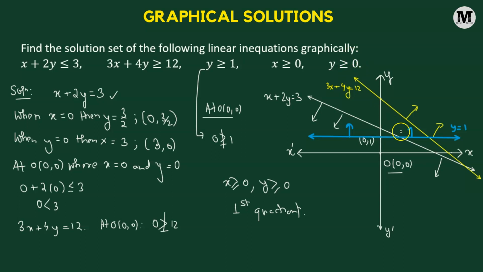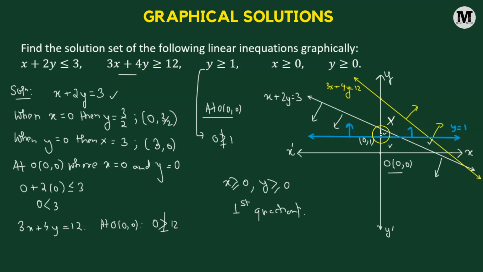So here we cannot find any common region. For instance, we are in the first quadrant. We can see here there are 1, 2, 3, 4. So there are a total of 4 regions. If we consider this particular region, let's call it region 1. Now this is going to include the solution that's y greater than or equal to 1. And it's not going to include the solution of x plus 2y less than or equal to 3, because that lies below the line. And also it's not going to include the solution of the inequality 3x plus 4y greater than or equal to 12. So we cannot use this region.